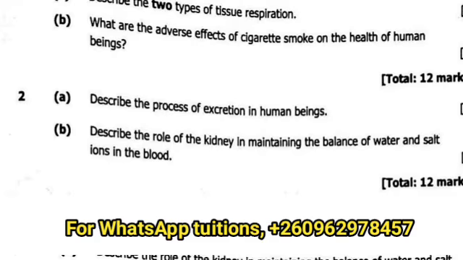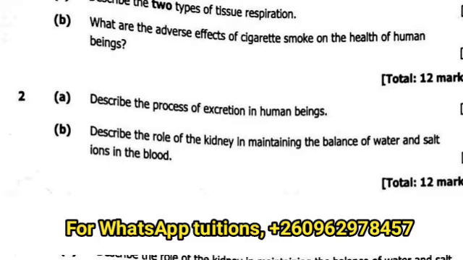The third one is osmoregulation, which is the regulation of water levels in the body fluids. Osmoregulation in the kidney takes place in the loop of Henle.